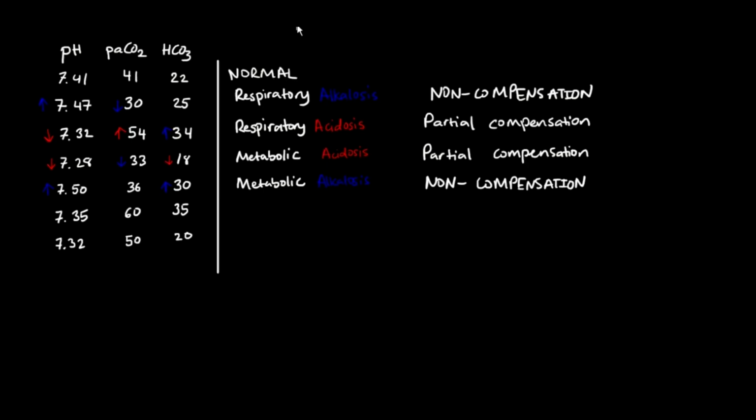Moving on to the next problem, the pH is 7.35, which is normal. The PaCO2 is 60, which is higher than normal, and the bicarb is 35, which is also higher than normal.